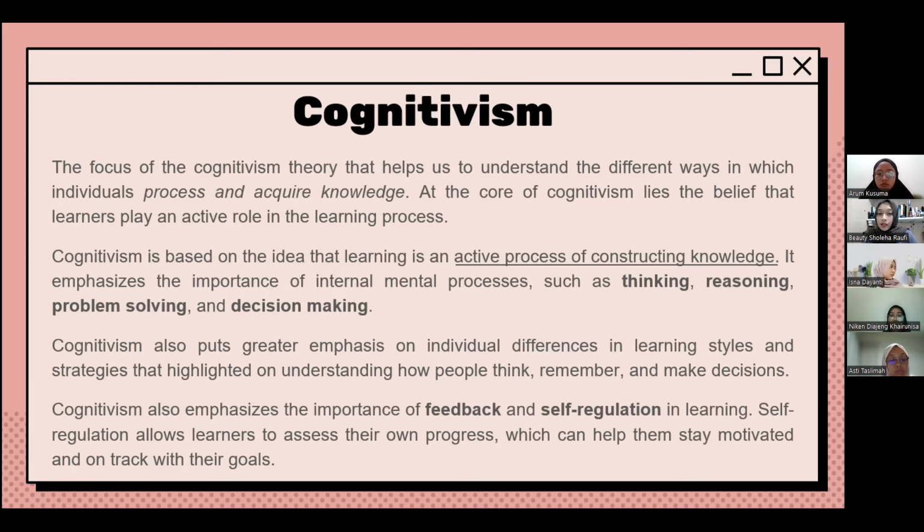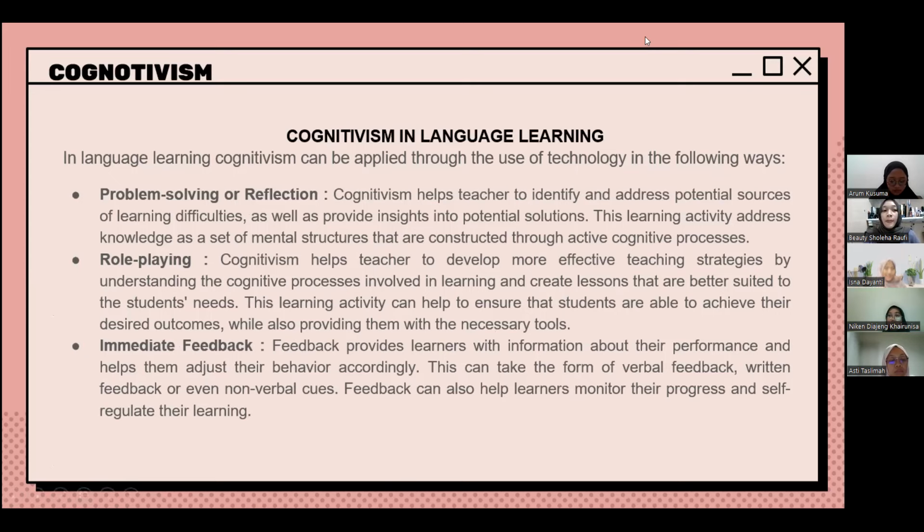Cognitivism also puts greater emphasis on individual differences in learning styles and strategies, highlighting understanding how people think, remember, and make decisions. Cognitivism also emphasizes the importance of feedback and self-regulation in learning. Self-regulation allows learners to assess their own progress, which can help them to stay motivated and on track with their goals. Next. So this is cognitivism in language learning that involves technology to learn the language.